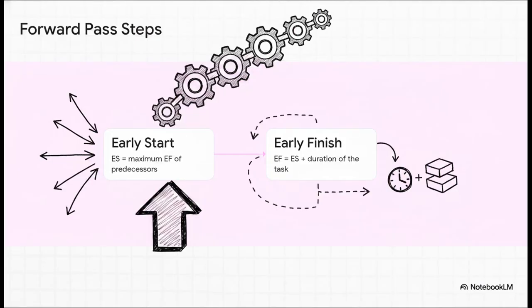All right, Section 3, Calculating the forward pass. Armed with all those definitions, we are totally ready to perform our first analysis without worrying about resource constraints. This is the forward pass. This pass is going to tell us the absolute fastest we can possibly finish this project.